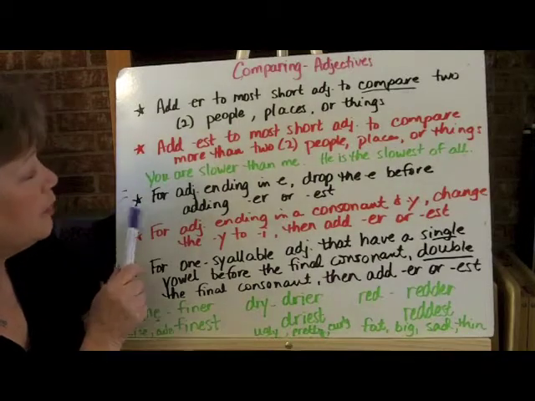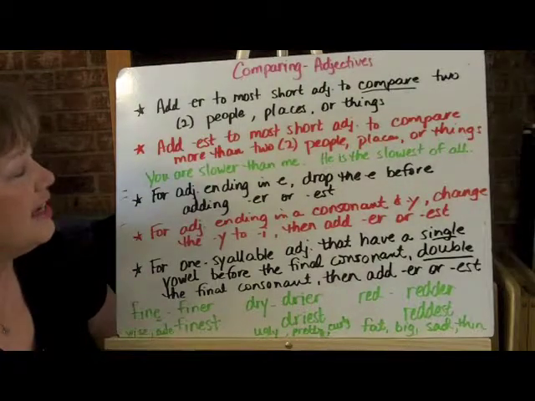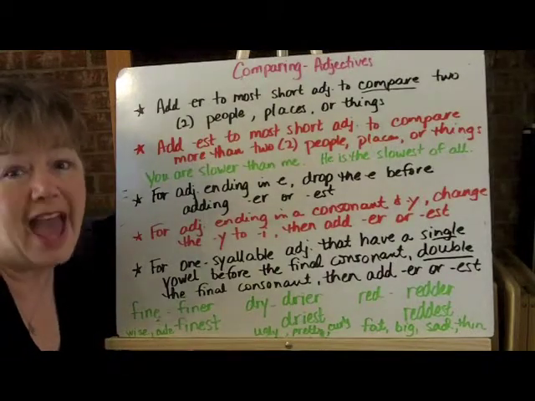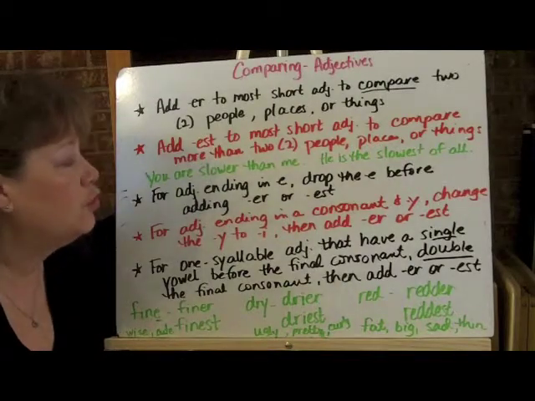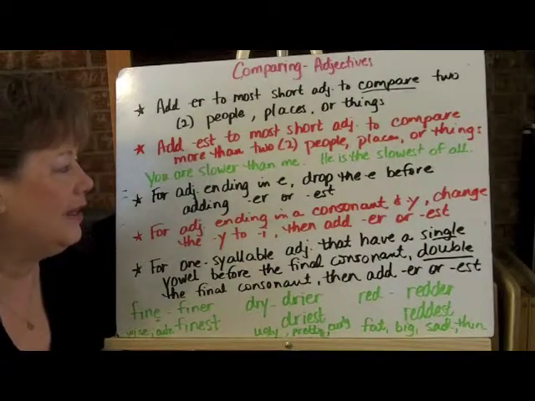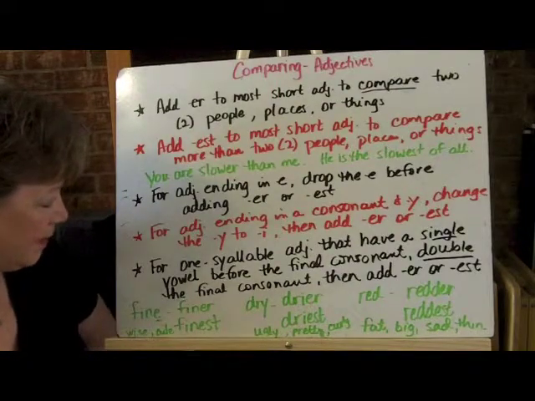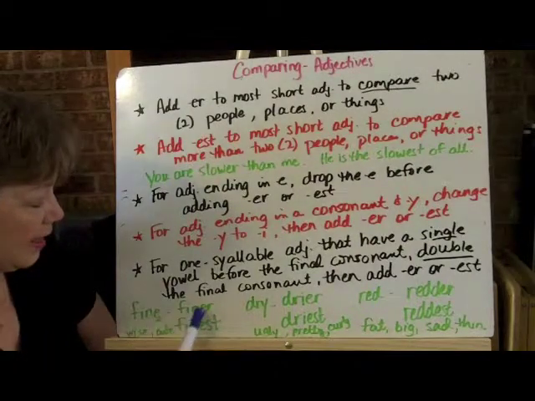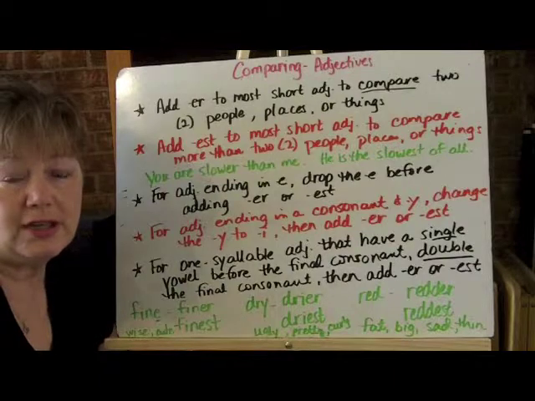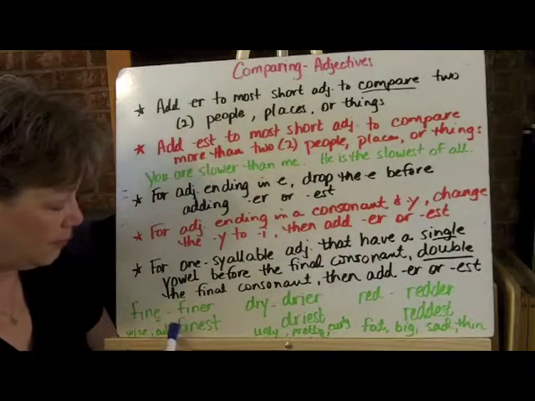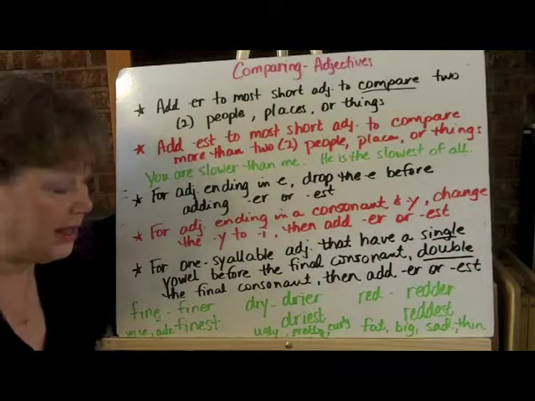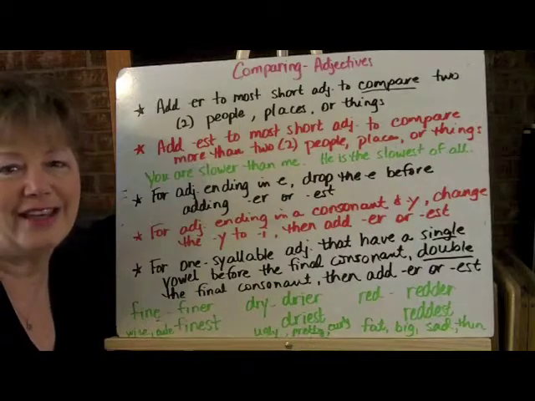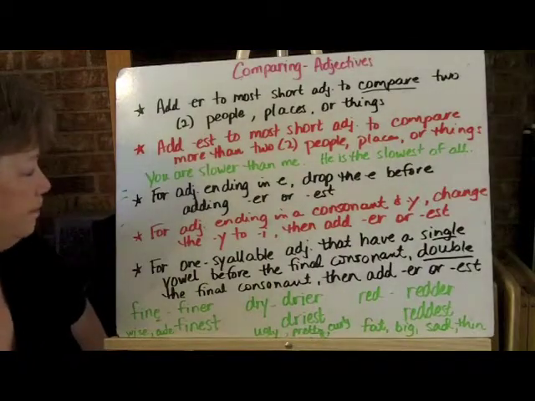Okay? So the trickier part comes here. For adjectives that end in an E, you drop the E before you add ER or EST. And my example down here is the word fine. Drop the E and add ER. And if you're comparing two things, they are finer. If you're comparing more than two, it's the finest. And so you don't have two E's there. It's F-I-N-E-R, not F-I-N-E-E-R. You've dropped that E.